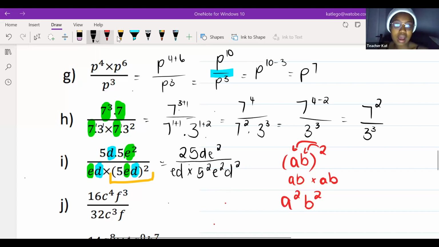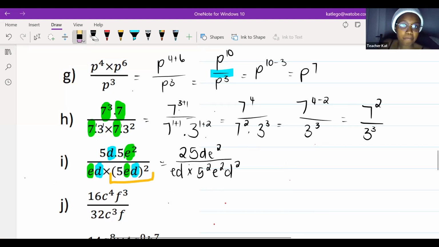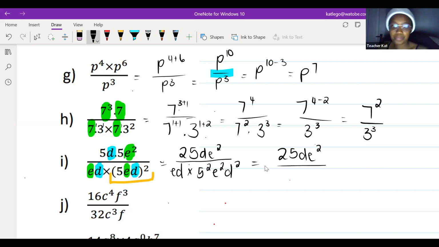All right. So now, let me move to the side here. We're going to need much more space for this. Okay. So now let's simplify my denominator. In the numerator, we still have 25 DE squared over. Okay, what's happening there? Let's start with the numbers. What's 5 squared? We're in the denominator now. Squared. Remember, not times 2. Squared is 25. 5 squared means 5 times 5.